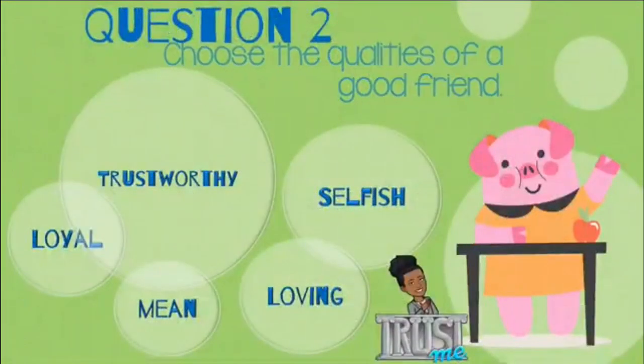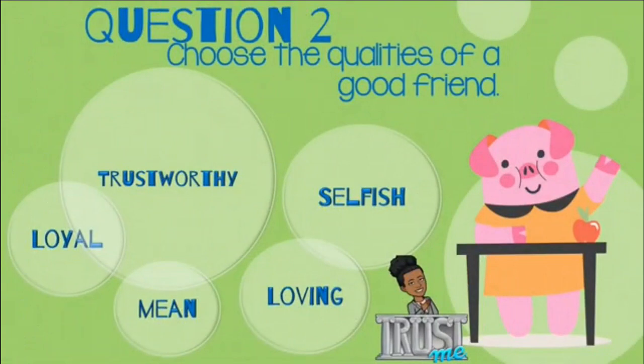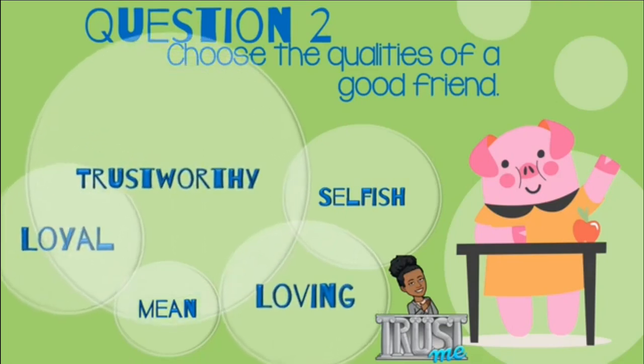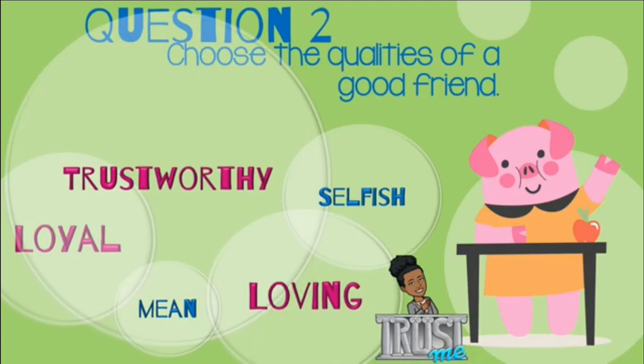Question 2. Choose the qualities of a good friend. They are loyal, trustworthy, mean, loving, or selfish. Which 3 qualities does a good friend have? Okay, choose 3. Did you choose them? Okay, let's see if you got them right. If you said loyal, trustworthy, and loving, you're awesome. That's right, those are the qualities of a good friend.